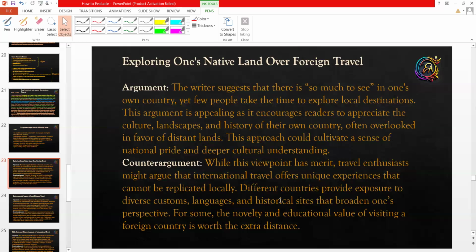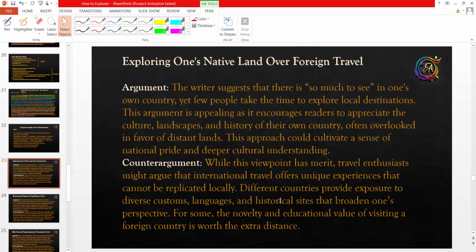Now the counter argument says, while the viewpoint has merits, travel enthusiasts might argue that international travel offers unique experiences that cannot be replicated locally. Different countries provide exposure to diverse customs, languages, and historical sites that broaden one's perspective. For some, the novelty and educational value of visiting a foreign country is worth the extra distance.